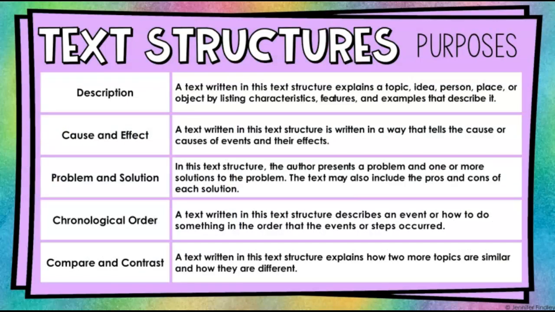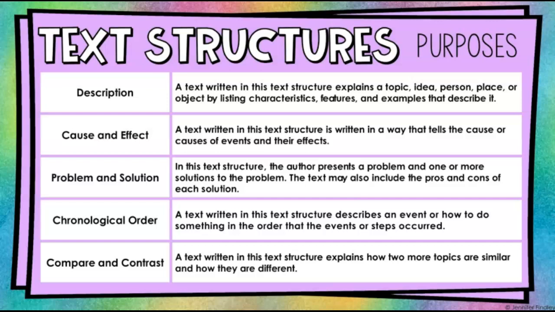The purpose for each one of these, and we talked about it, but I do want to review. Description. A text written in this text structure explains a topic, idea, person, place, or object by listing characteristics, features, and examples that describe it. So I could write an informational text about my Yorkies, my two dogs, and I could tell you all about Oliver and all about Rory, and that would be a descriptive text structure. Okay, I'm giving you all the information and describing them. It is nonfiction. They actually exist. It's not something I'm coming up with from the top of my head.